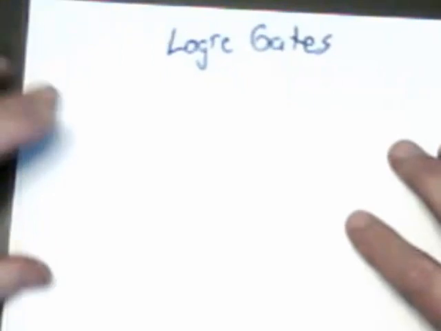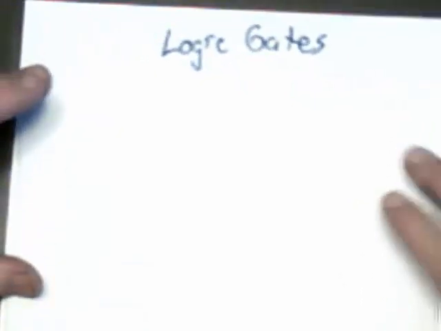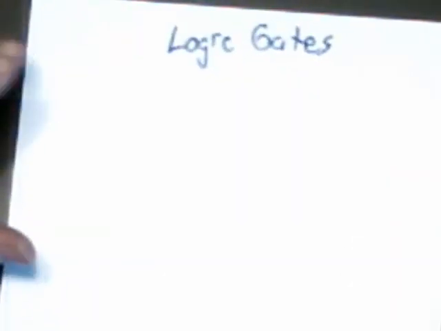Alright, here we go. We are starting up Unit 4, video number 1. Lesson for today is logic gates. You're going to learn some new symbols today for Boolean Algebra.